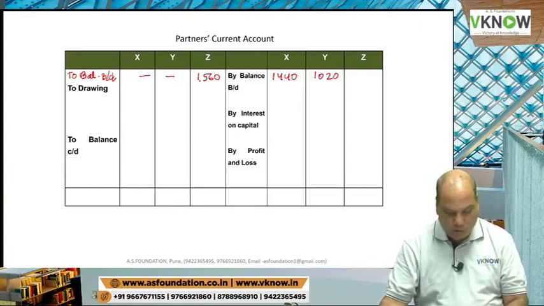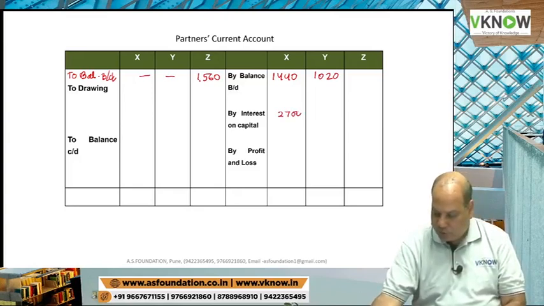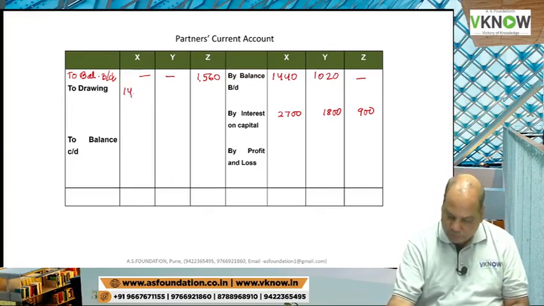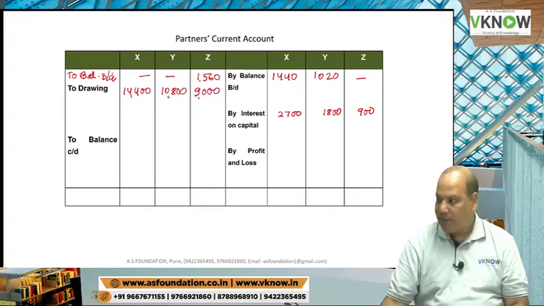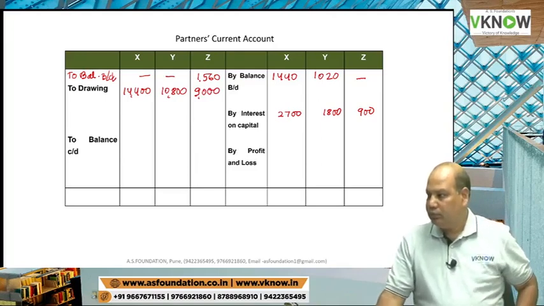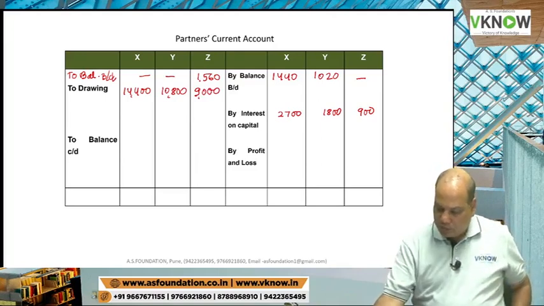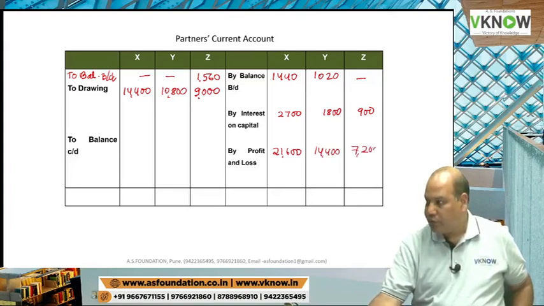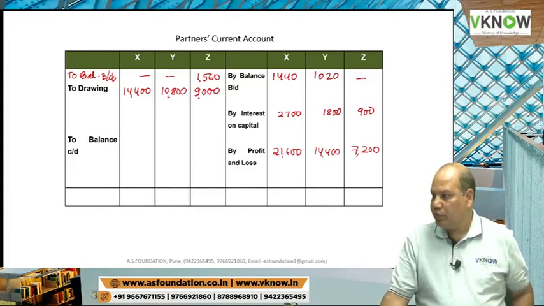By interest on capital, 2,700, 1,800, 900. To drawings, 14,400, 10,800 and 9,000. And then by P&L account we have just now computed 21,600, 14,400, 7,200.